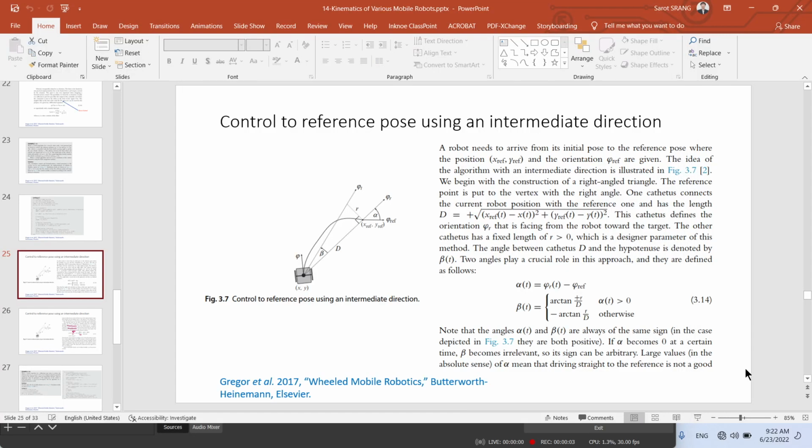All right, so today's lecture is the last one. I will give you some other control methods for mobile robots. Two more methods, actually.